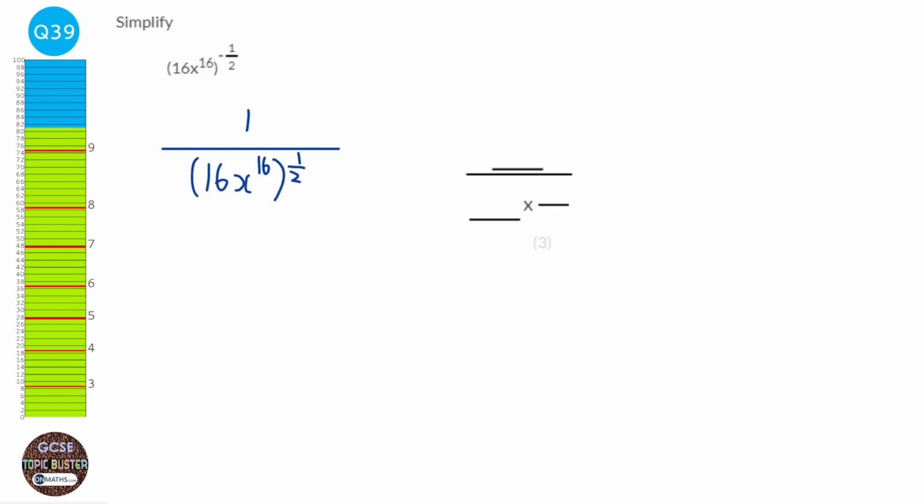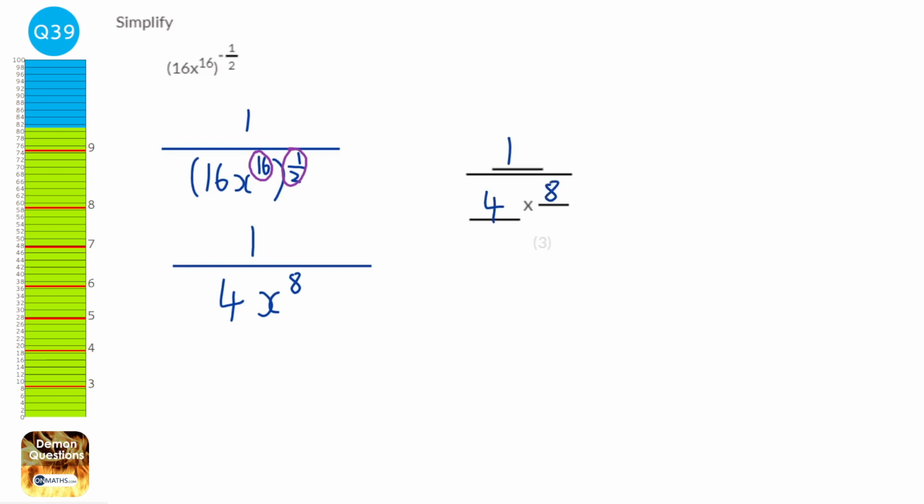Now to the power of a half means square root. So whenever you see anything to the power of a half, it just means square root. So let's deal with the 16 and the x to the power of 16 separately. Now with the 16, we're going to square root it, because to the power of a half just means square root. So square root of 16 is 4. Now with the x to the power of 16, there is another rule in indices that says if you've got a power on the inside and a power on the outside, you just multiply them together. So 16 times a half is 8. So the answer will be 1 over 4x to the power of 8.